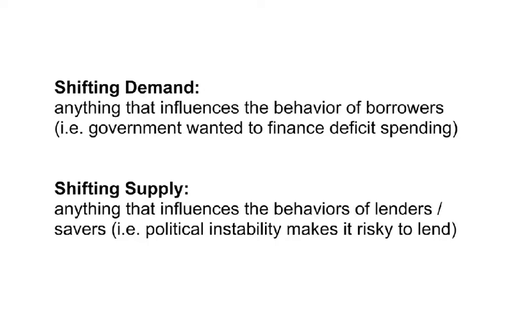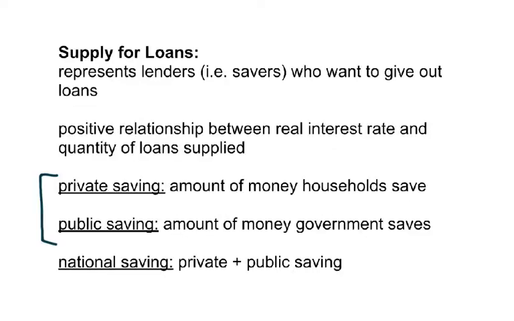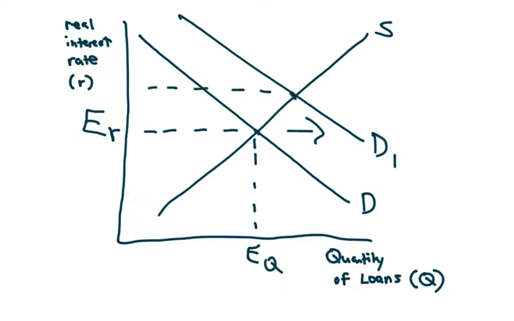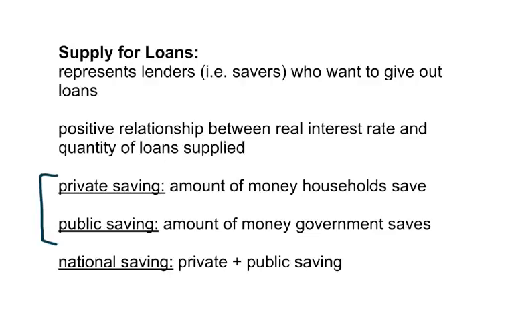Say the government wants to finance deficit spending. Well, to do that, it's going to have to borrow money. And so if I go back to my graph, that would move demand to the right. If demand moves to the right, that means the interest rate increases. So maybe R1. That's an example of demand shifting, because they're going to want to borrow more money. So I'm going to get rid of this because we're going to do a supply shift in a second.